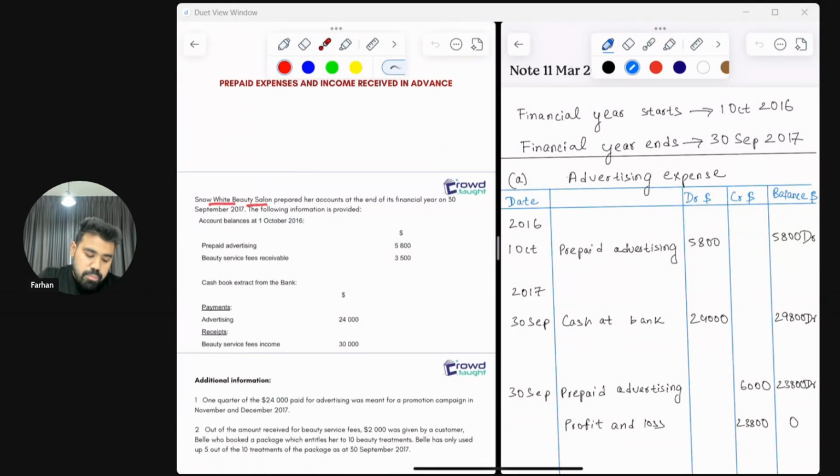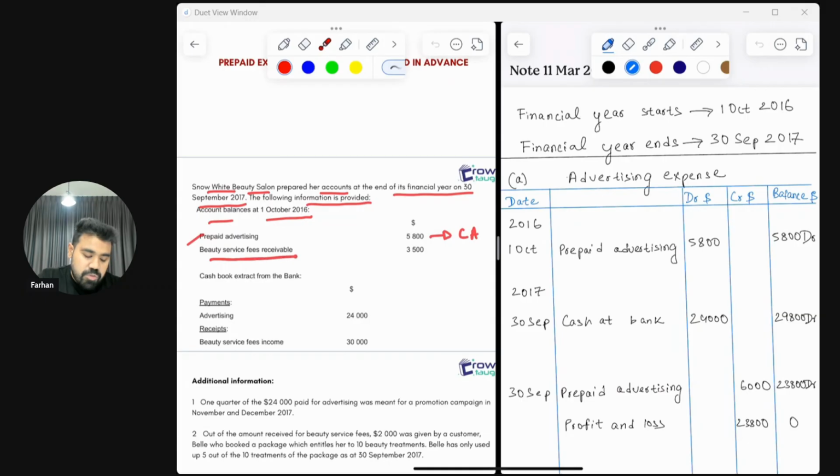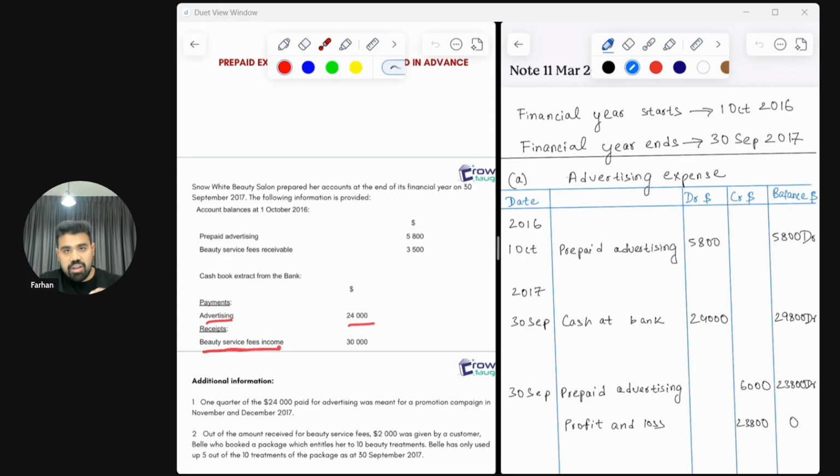Snow White Beauty Salon prepared her accounts at the end of its financial year on 30 September 2017. The following information is provided. Account balances at 1 October 2016. So you can see we are given the opening balances for prepaid advertising, which is a current asset, and the opening balances for beauty service fees receivable, which is also a current asset. We are given other information such as the cash book extracts. We have made some payments for advertising, which is $24,000, and we have also received beauty service fees income. So this is cash inflow, cash that we received, and that's $30,000.